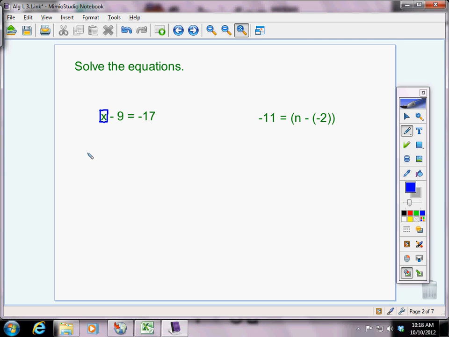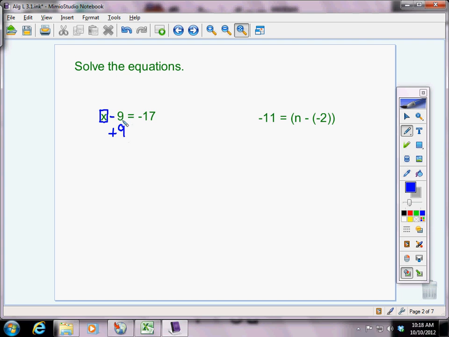So what do we have to get rid of? Well, what number is with the x? What number is on the same side of the equal sign as the x? The 9 is. So we need to get rid of the 9. How do we get rid of it? That's question number 3, we use our inverse operations. Notice this is subtraction, so we add.